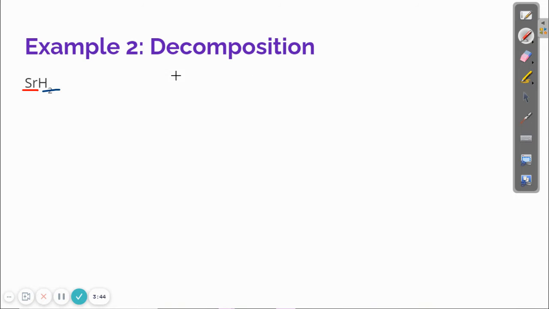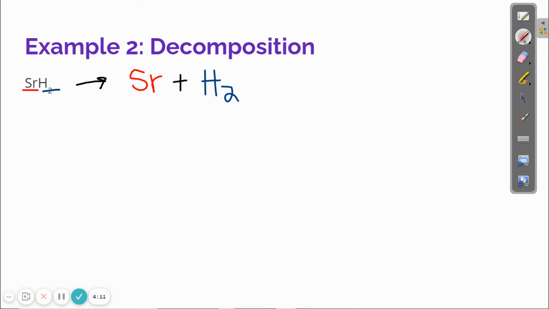And when they separate, we're going to write our lone element as a lone element. And if it's a diatomic, it's going to get a 2 with it. So strontium is a metal, and it's not a diatomic. So when I write that one, it's just Sr for strontium. Hydrogen, on the other hand, is a diatomic. So when I write hydrogen, it's just going to be H2. And I don't crisscross charges or anything on these because it's a decomposition reaction. It's just breaking into its individual elements.